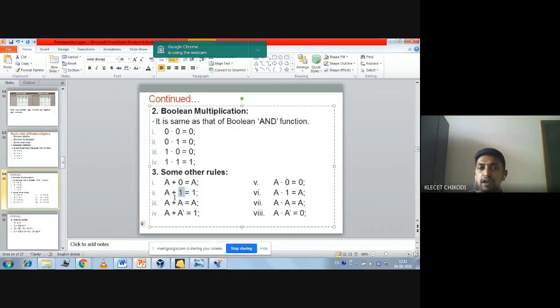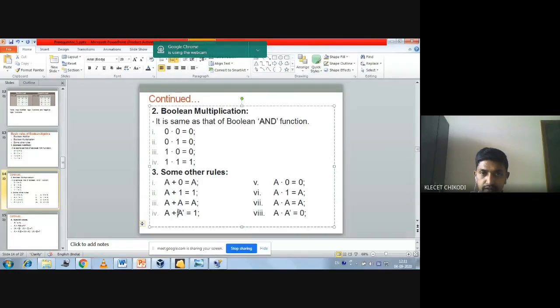For Boolean algebra, 1 plus anything you write, whatever the equation may be, is always 1. Similarly, 1 into A is always A, and A plus A is always A. Similarly, A into A is always A, and this one, what do you call this?